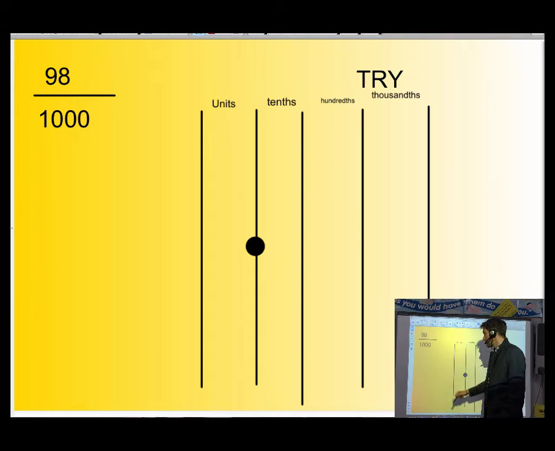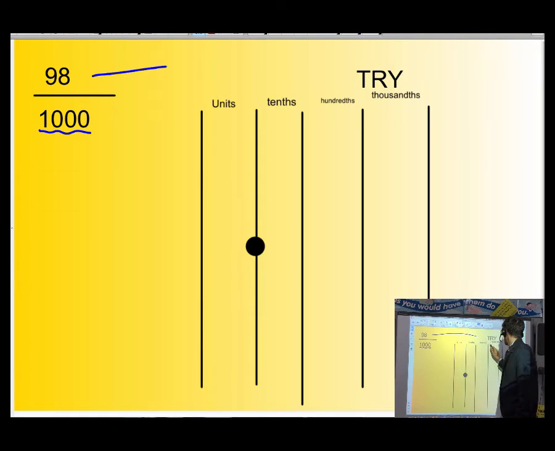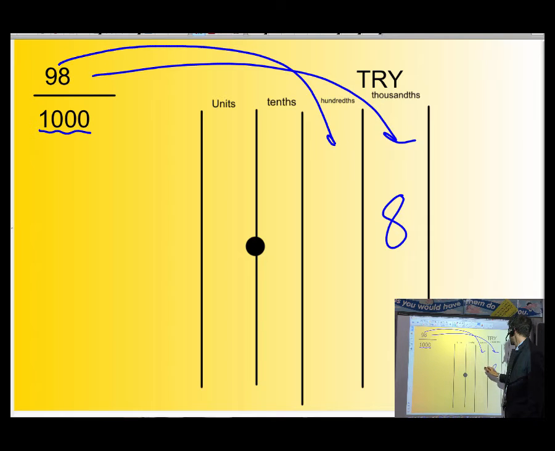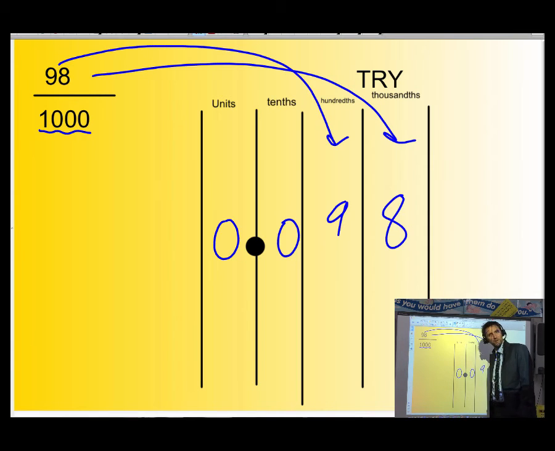Okay, your answer should have been, remember, because it's thousandths, you've got to start in the thousandths and build it up. You pop the 8 here, the 8 goes over here, and the 9 goes there, and so it's 0.098. I hope that has been useful to you.